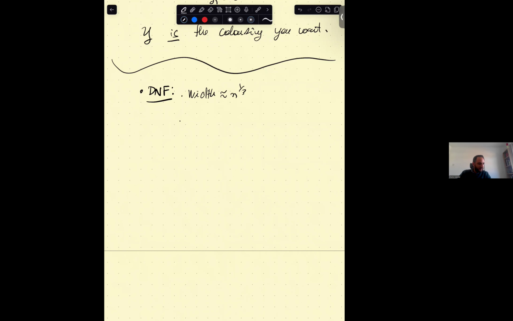And the number of terms is something like some constant times n to the epsilon L, the number of terms with L.